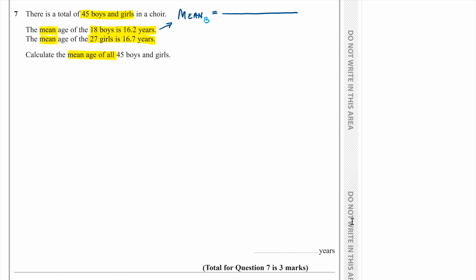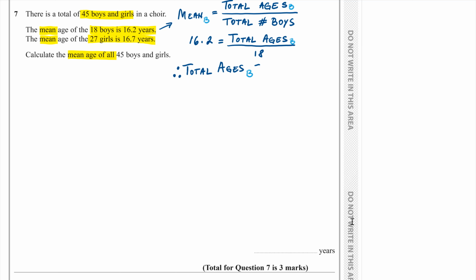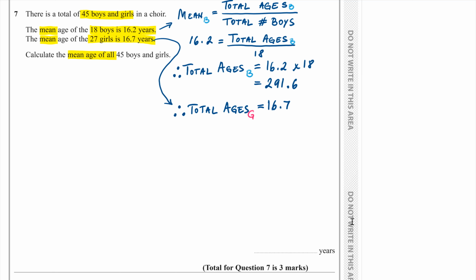The mean age of the boys is the total ages of the boys summed up divided by the total number of boys. Replacing what is given, the mean age of the boys is 16.2. This is equal to total ages of the boys over 18, the total number of boys. Rearranging this, the total ages of boys is 16.2 times 18, and this is 291.6. Using the same calculation, the total ages of girls is 16.7, the mean, times 27, the total number of girls. This is equal to 450.9.